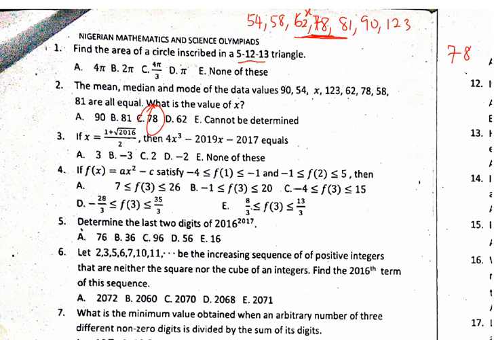Now the next question, number 3. It says if x equals 1 plus square root of 2016 divided by 2, then 4x cubed minus 2019x minus 2017 equals what? Now let's see how we can do this. Okay, let me clean this.